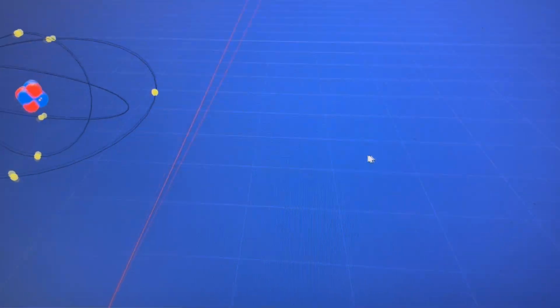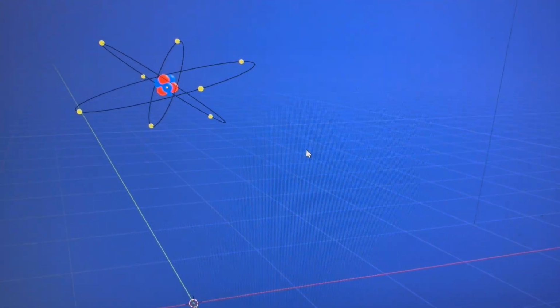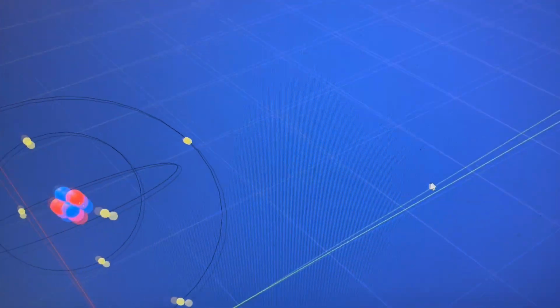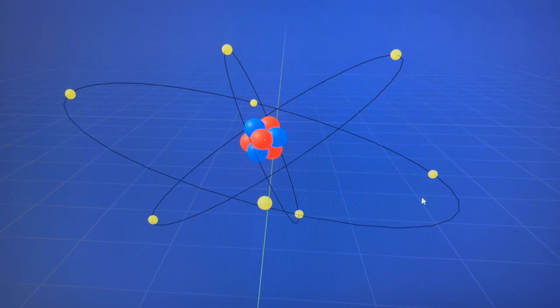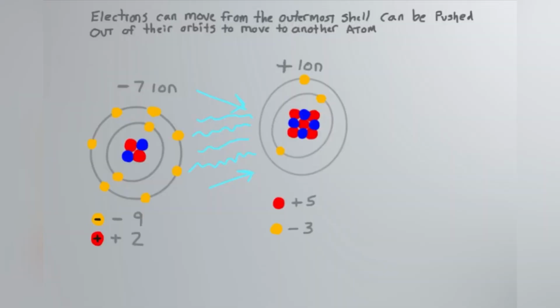Now the electron is actually much, much smaller than the proton and neutron, giving it a lot of room to be able to move. And the movement of electrons is actually what creates electricity. A little bit of a typo, but that's okay. So electrons can move from the outermost shell and be pushed out of their orbit to another atom. And what determines this is atoms always trying to find their neutral state.